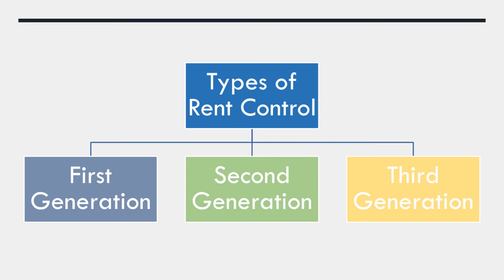Okay, so we have three types of rent control: first generation, second generation and third generation. The first generation was applied during the war. However, it lingered on for a certain period of time. And then for the second generation, rent is to be increased annually with an automatic percentage, or it will be increased due to external factors.